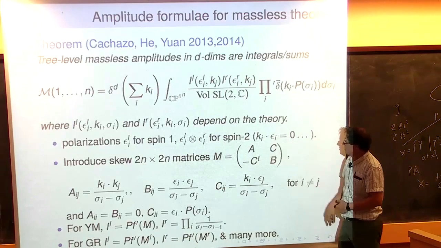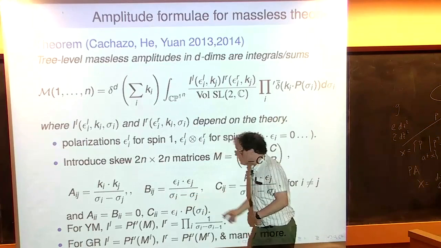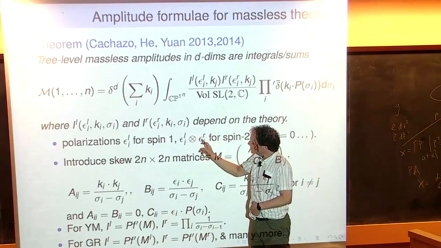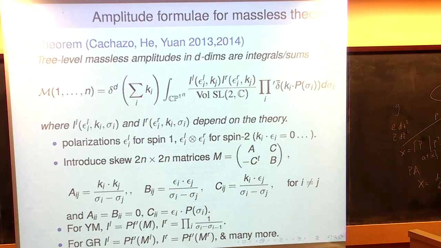And what they do is they introduce matrices that depend on these epsilons and k's and the solutions to the scattering equations. And what you get is this: for gravity, you get two Pfaffians, one depending on the left and one depending on the right polarization vectors. And for Yang-Mills, you get one Pfaffian and a Parke-Taylor factor. But they also get this massless scalar amplitude.